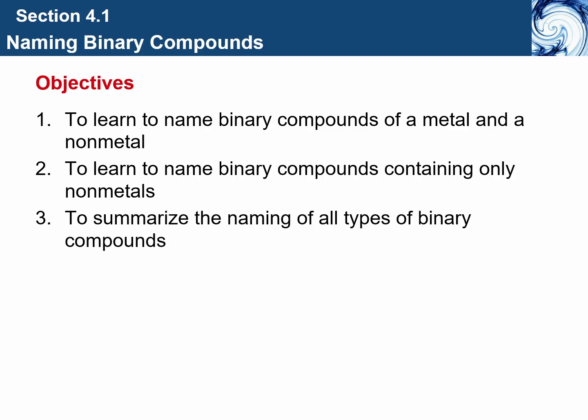The 4.1 objective is focusing on naming the binary compounds. We'll have three objectives. First, we will learn to name the binary compounds from a metal and a nonmetal. These are ionic compounds, and the charge behavior of the metal determines whether the compound is classified as type 1 or type 2. Secondly, we will learn to name the binary compounds containing only nonmetals. Those are the type 3 compounds, and we'll use prefixes to show the number of atoms present. Thirdly, we will summarize the naming process for all three types of binary compounds.